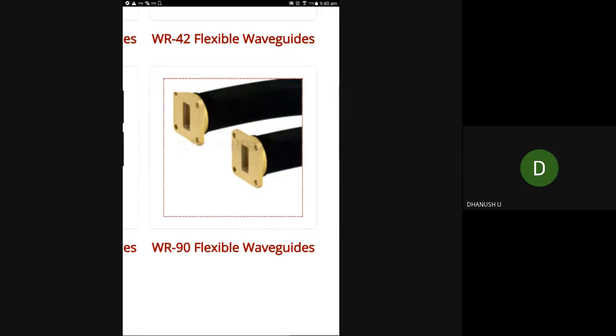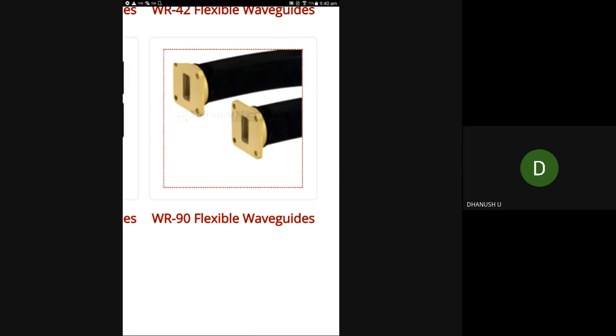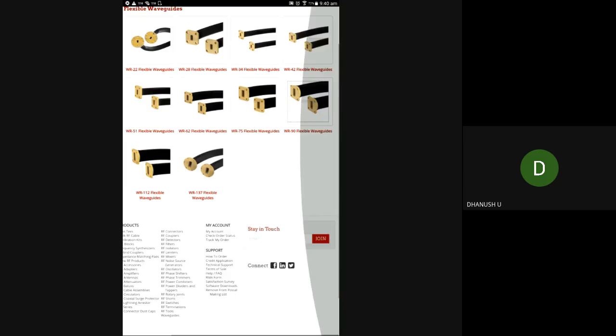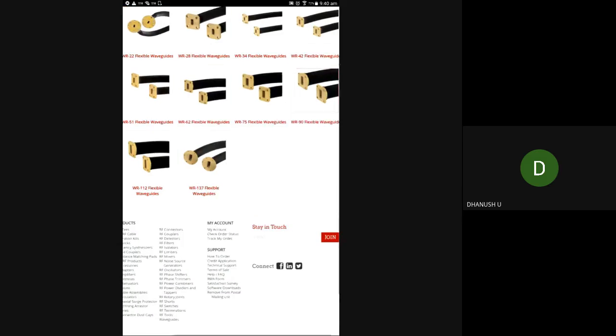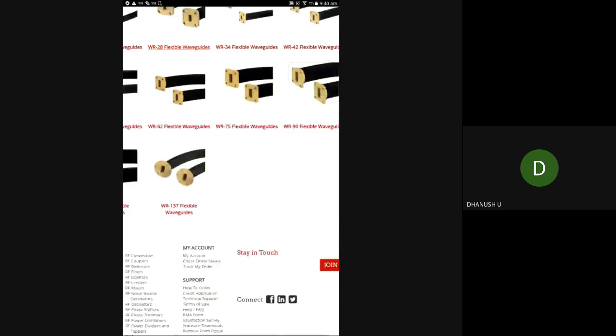Why I'm saying WR90 is that I could have taken other numbers, but this is more closely what you are using in the lab, 8 to 12 gigahertz. This is the X band waveguide. WR90 is X band, 8 to 12 gigahertz. That's what I'm using in the lab, so that's the reason I've taken this waveguide. And you can see the dimension is a little large compared to that. The dimension is playing the role for operating frequency. So that's a brief look at the waveguides.